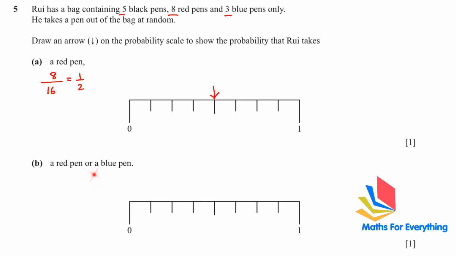Next, a red pen or a blue pen. How many pens we have? We know there are 16, right? And red plus blue, so it's 11 over 16. But we have got only 8 lines here. So we multiply by 8. And that will give you 5.5. So this is 1, 2, 3, 4, 5. And 5.5 is here. We'll make our arrow there.